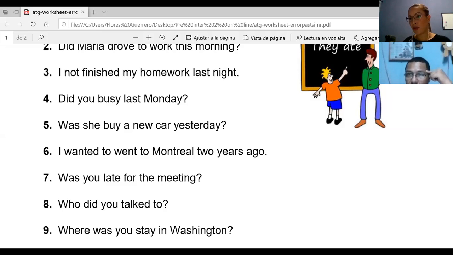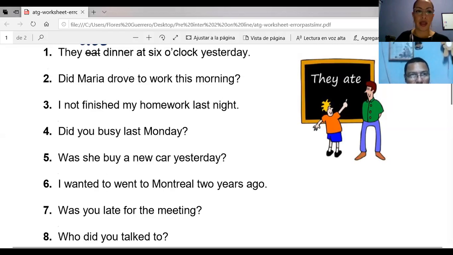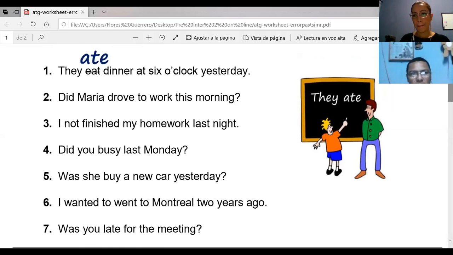But yesterday we continued working on the simple past. We stopped here in this exercise. We were trying to solve this. There is one mistake in each sentence or question here, and we were correcting them. The topic is the simple past. We have already studied that topic before. So in the first sentence, as you can see, it says they ate dinner at 6 o'clock yesterday. The correct sentence is: they ate.